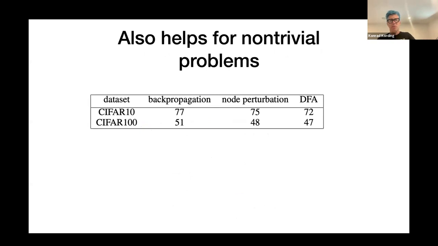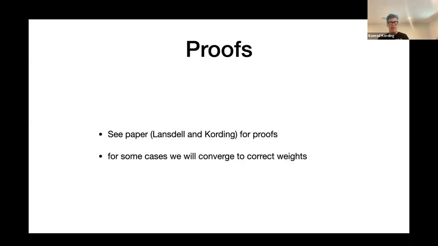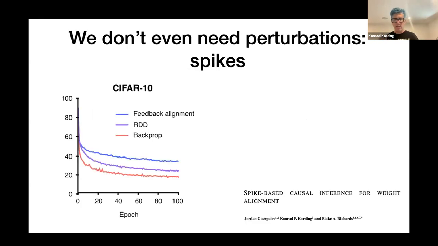It also helps for non-trivial problems like CIFAR-10 and CIFAR-100. For a lot of people, MNIST is a problem that is starting to be too simple. It can be solved in lots of ways. It's not very representative of real world problems. Things like CIFAR-10 or CIFAR-100 give more meaningful comparisons. And you can even give meaningful proofs for that. I want to tell you about the proofs, I want to tell you about the ideas.